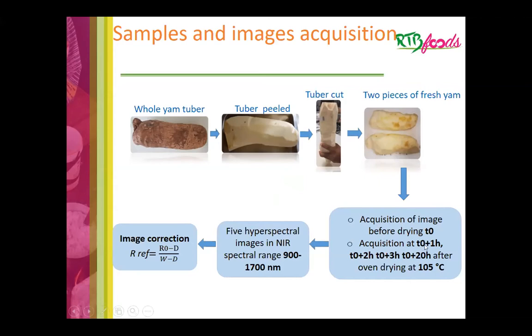These 2 pieces are used for acquisition of the image before drying at T0, and then the acquisition at 1 hour, 2 hours, 3 hours, and 20 hours after oven drying at 105 degrees Celsius. And then we got 5 hyperspectral images in a higher range from 900 to 1700 nanometers. These 5 hyperspectral images were corrected. That means that the reflectance images are calculated from the original hyperspectral images, dark image and white image, by using this formula.